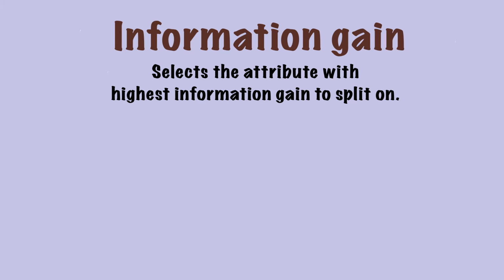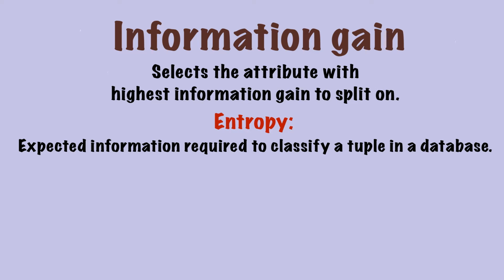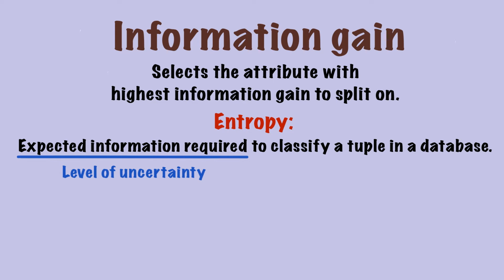Basically, if we choose information gain as splitting criterion, the decision tree selects the attribute with highest information gain to split on. The first concept we need to understand is entropy. Entropy is the expected information required to classify a tuple in a database. In other words, entropy measures the level of uncertainty. For example, if we only have one class in an attribute, we know each tuple must belong to that class. Then the level of uncertainty is 0, so does the entropy.